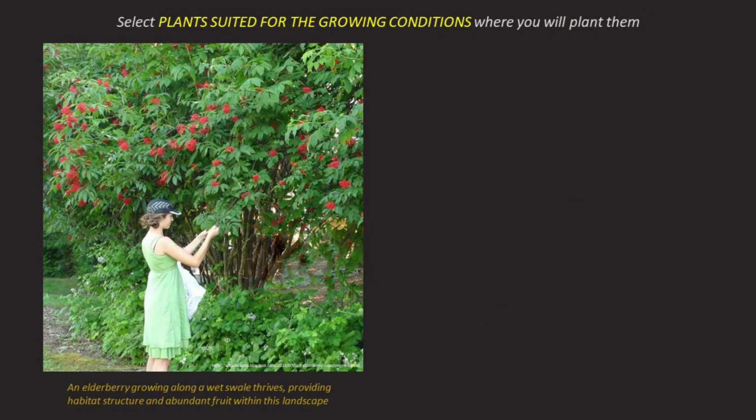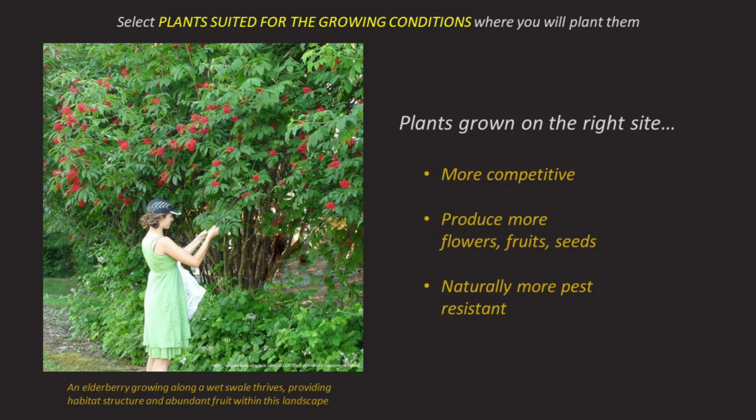If you decide to add new plants, be sure you understand what they require for growing conditions. Most fruit-producing shrubs require direct sunlight for most of the day if you want them to produce abundant fruit. Wetland-adapted plants like this elderberry are more likely to thrive and produce abundant fruit when they are planted in areas that remain moist throughout most of the year. Plants grown on the right site are less likely to get outcompeted. They'll produce more flowers and fruits, and they'll be more naturally pest resistant.